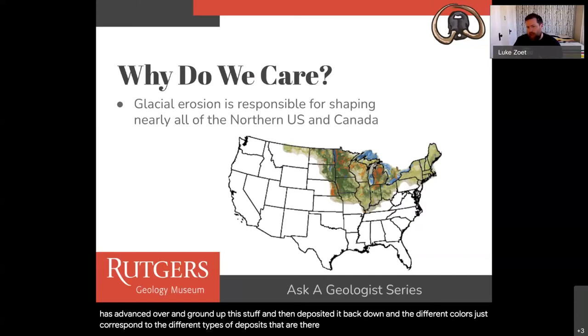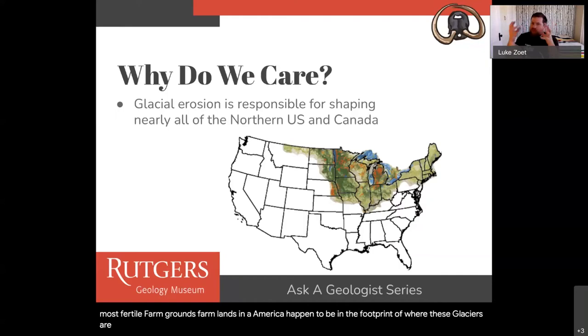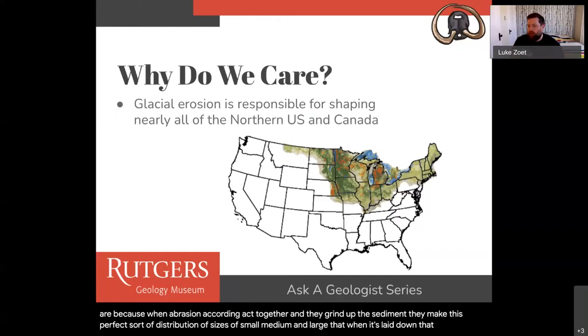And so you'll see, for example, that most of the fertile farmlands in America happen to be in the footprint of where these glaciers are, because when abrasion and quarrying act together, they grind up the sediment and make this perfect distribution of sizes of small, medium, and large that, when it's laid down, plants really like to grow into. So some of these areas like Iowa and Minnesota have really thick deposits of the ground up material that the glacier then put back down, making very fertile farm grounds.